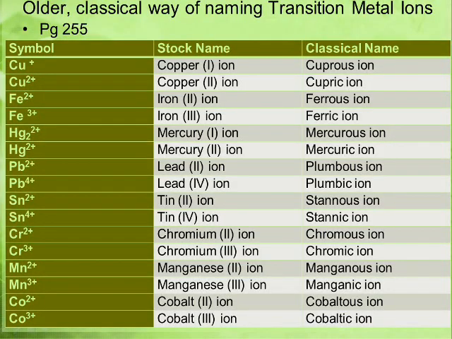Now let's look at naming the transition metal ions. This is a little more challenging. It's actually easier to go from the name to the formula with the transition elements than with representative. It's pretty easy, so we'll get to that. Now notice we have the symbol up here to the left, the stock name. The stock name is basically what we're going to be calling it now. The classical is the old name. This is taken directly from page 255.